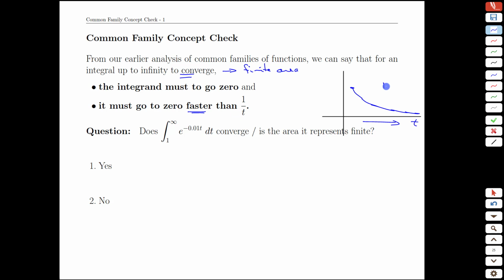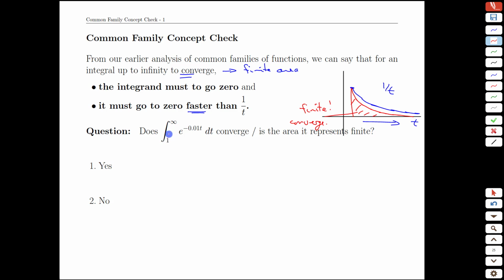1 over t. So if this is 1 over t, we know that the area underneath that is not actually finite. It diverges. But if we had a separate graph that approached zero faster, it got down lower sooner, then this area would be finite. Or the integral would converge. With that in mind, let's take a look at this question here.